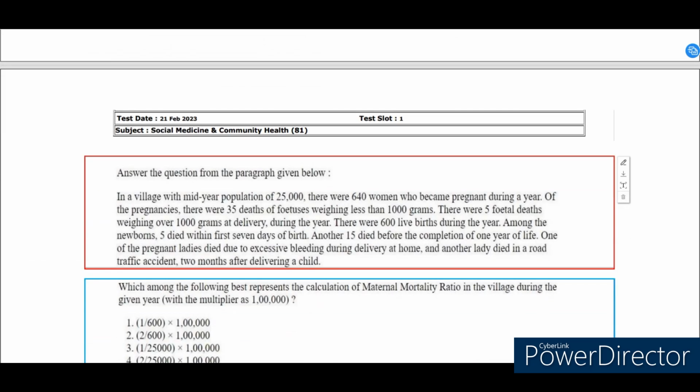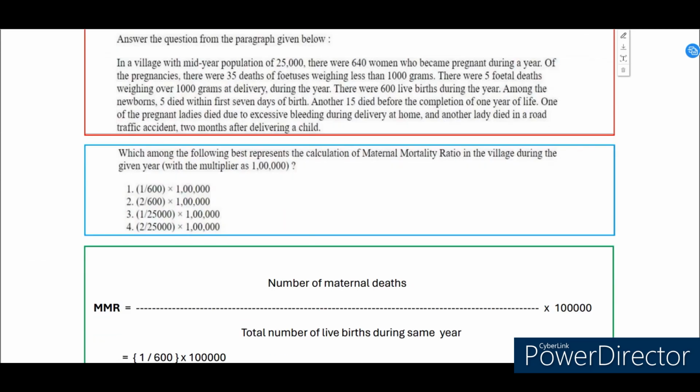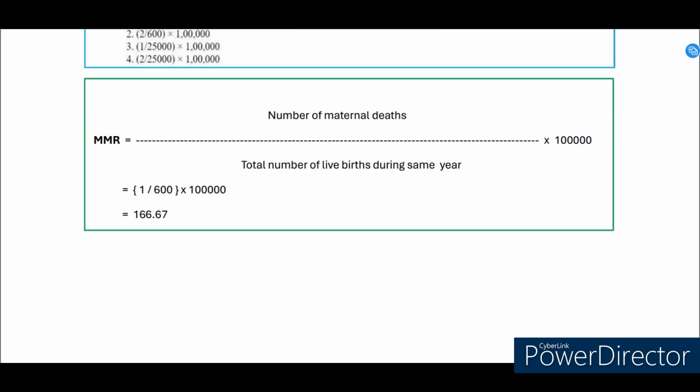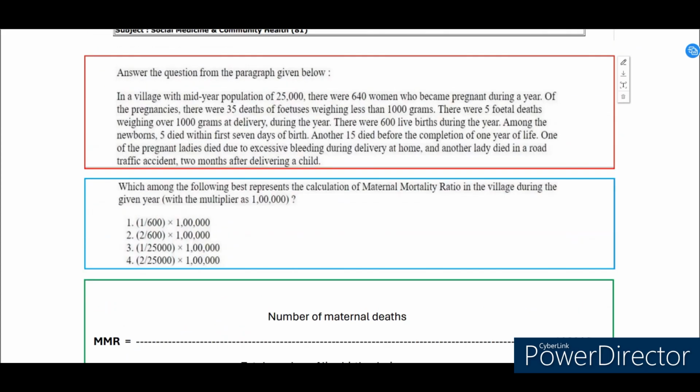Now coming to the third question, they are asking you to calculate the maternal mortality ratio, that is MMR, and they have given the multiplier as 1 lakh. So you know the formula, right? Maternal mortality ratio is equal to number of maternal deaths divided by total number of live births. Okay, always keep in mind, if it is IMR, MMR or neonatal mortality rate, the denominator should always be total number of live births.